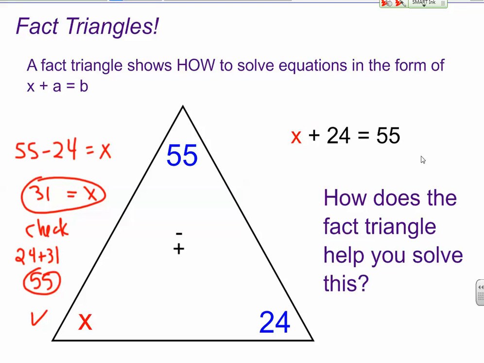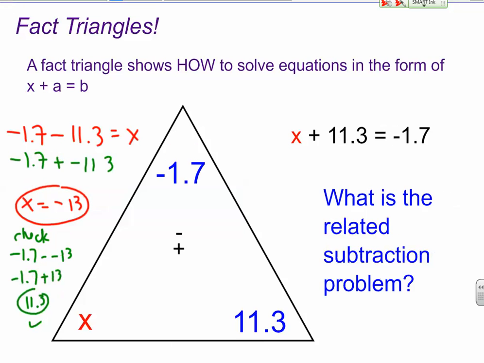So here's an example of one. The 55 is on top. 24 is my other known. I want to know what plus 24 is 55. So the related subtraction problem is 55 minus 24 is x. So it's 31. Always check by adding. 24 and 31 is 55, so I know I'm right.